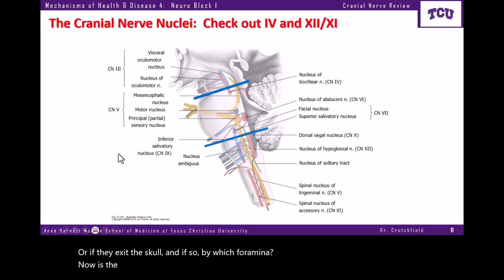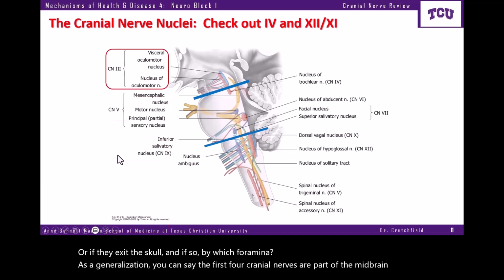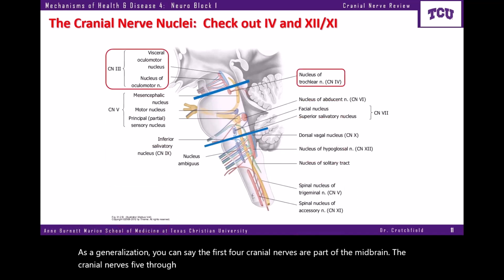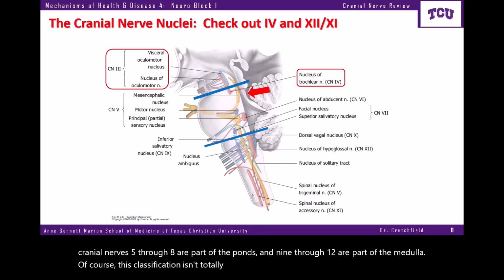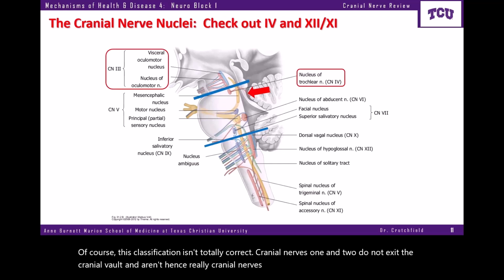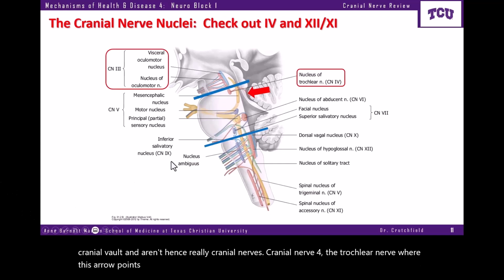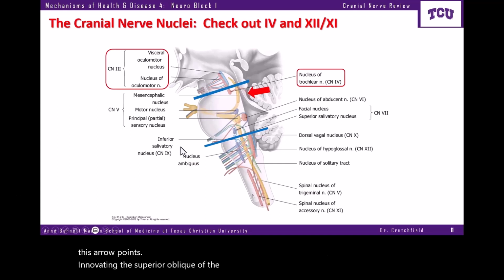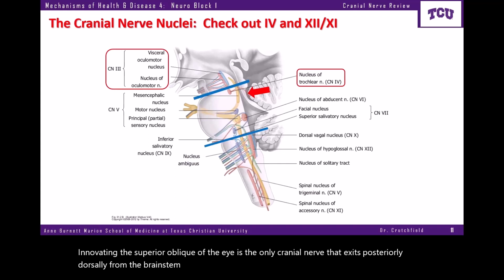Now, as a generalization, you can say the first 4 cranial nerves are part of the midbrain. The cranial nerves 5 through 8 are part of the pons, and 9 through 12 are part of the medulla. Of course, this classification isn't totally correct. Cranial nerves 1 and 2 do not exit the cranial vault and aren't, hence, really cranial nerves. Cranial nerve 4, the trochlear nerve, where this arrow points, innervating the superior oblique of the eye, is the only cranial nerve that exits posteriorly, dorsally, from the brainstem. It's unique in that way.